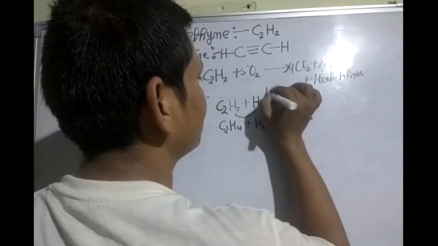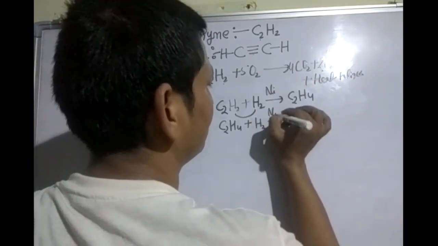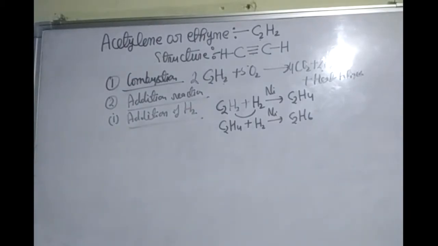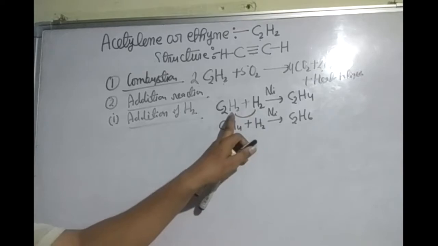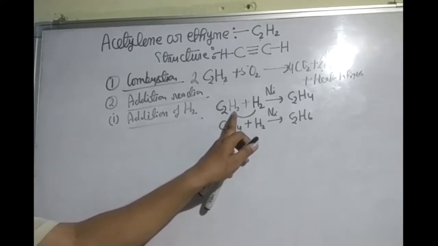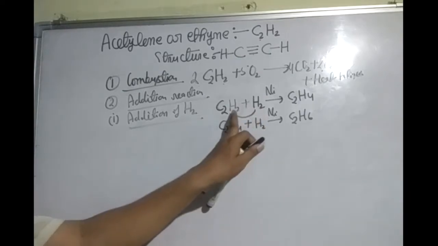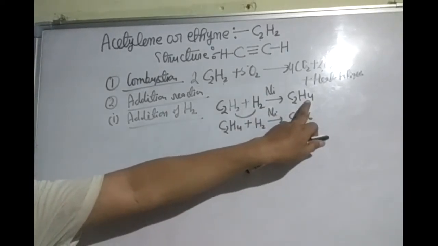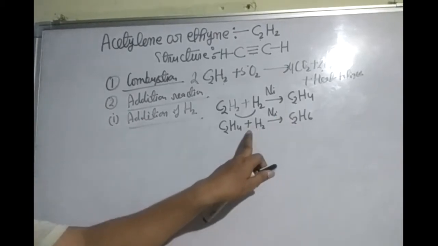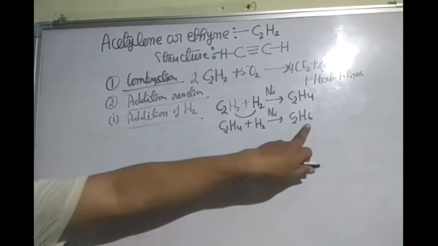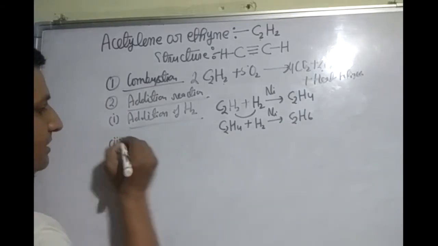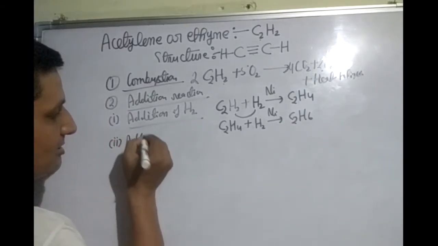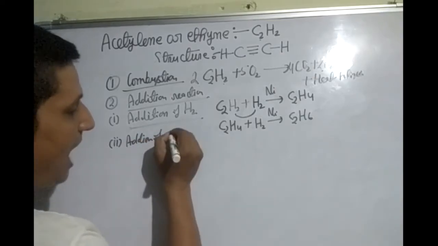This reaction takes place in the presence of nickel catalyst. Okay, students. Addition of hydrogen to acetylene gives ethene. Addition of hydrogen to ethene gives ethane. Next is addition of halogen. The second point is addition of halogen.